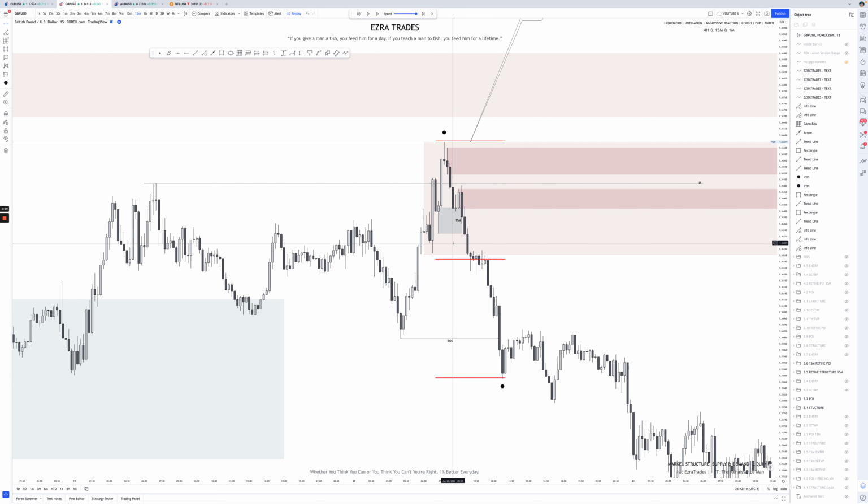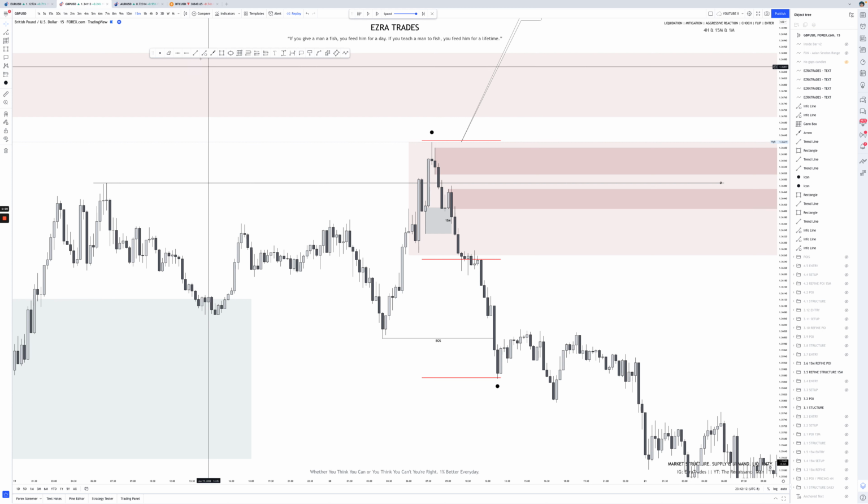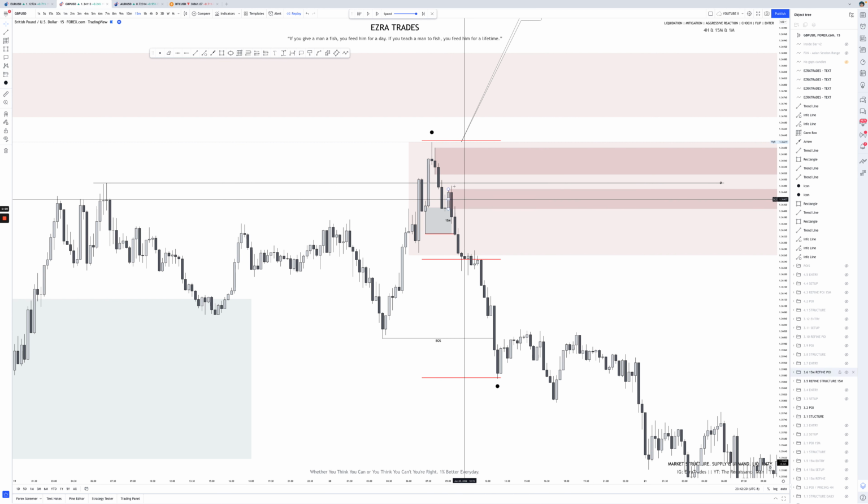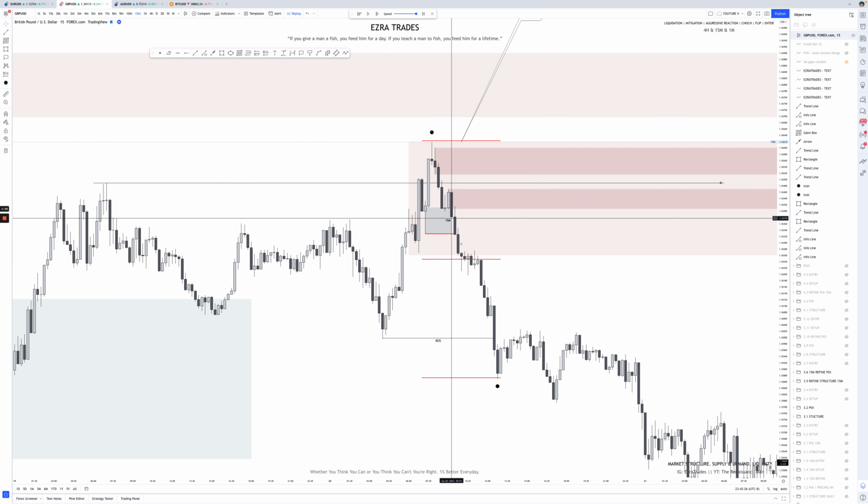So we did get a change of character after that. Here's our change of character, because that low made that new high. Once we take out this strong point of market structure, the strong low, we've shifted bearish.